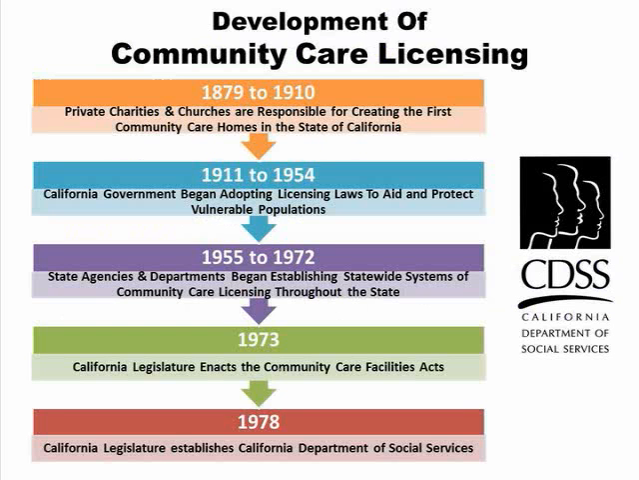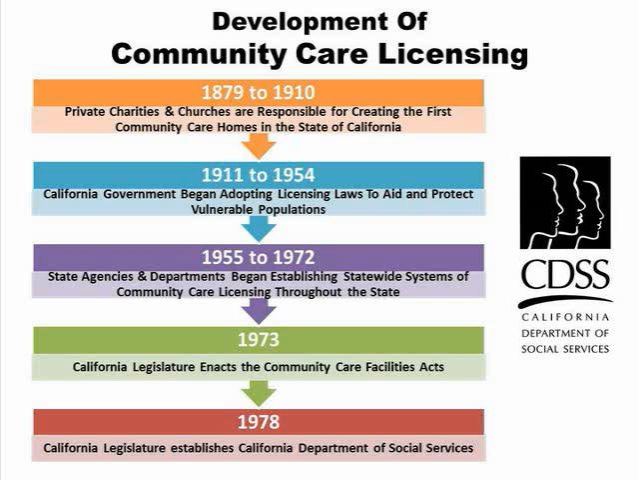Development of community care licensing. From 1879 to 1910 in California, private charities and churches first began a framework for providing care to vulnerable populations in the state of California. Then from 1911 to 1954, California government began adopting licensing laws to legally aid and protect these vulnerable populations. From 1955 to 1972, California state agencies and state departments began establishing statewide systems of community care licensing throughout the state.